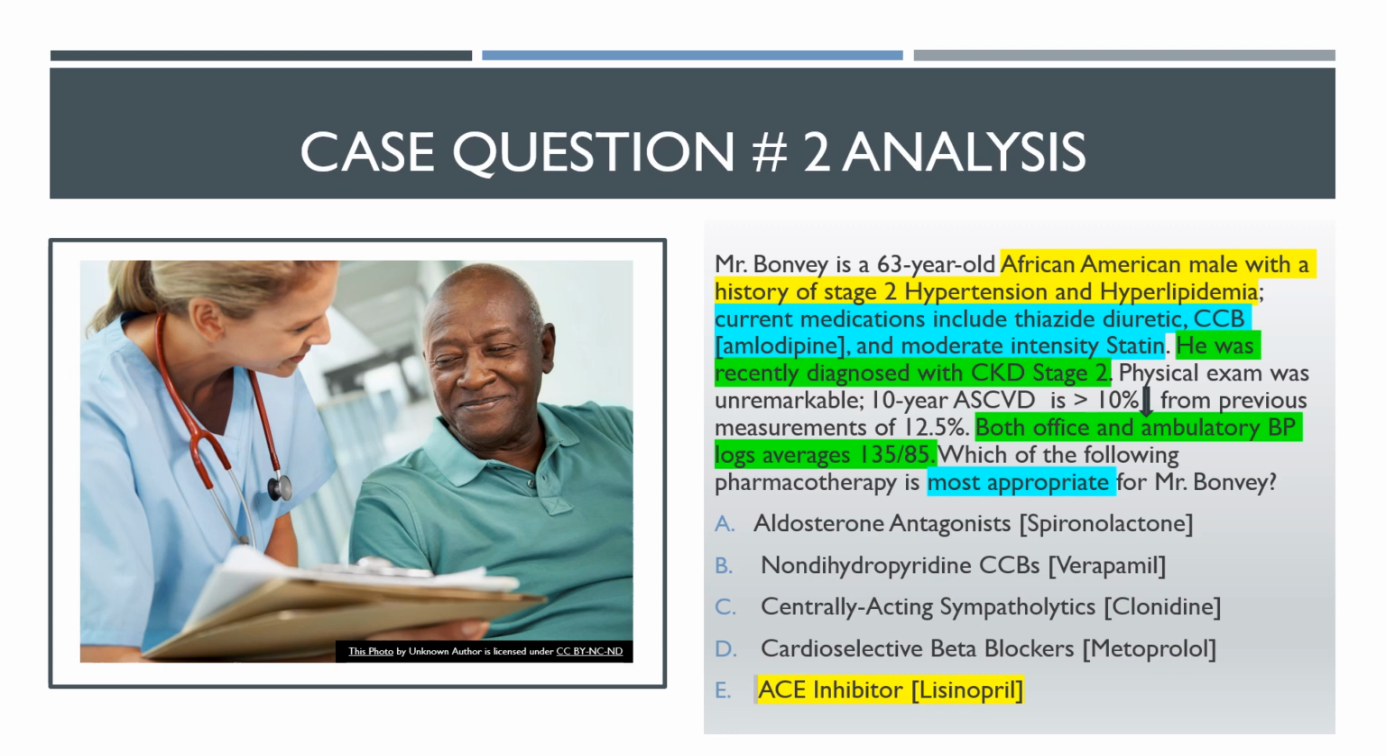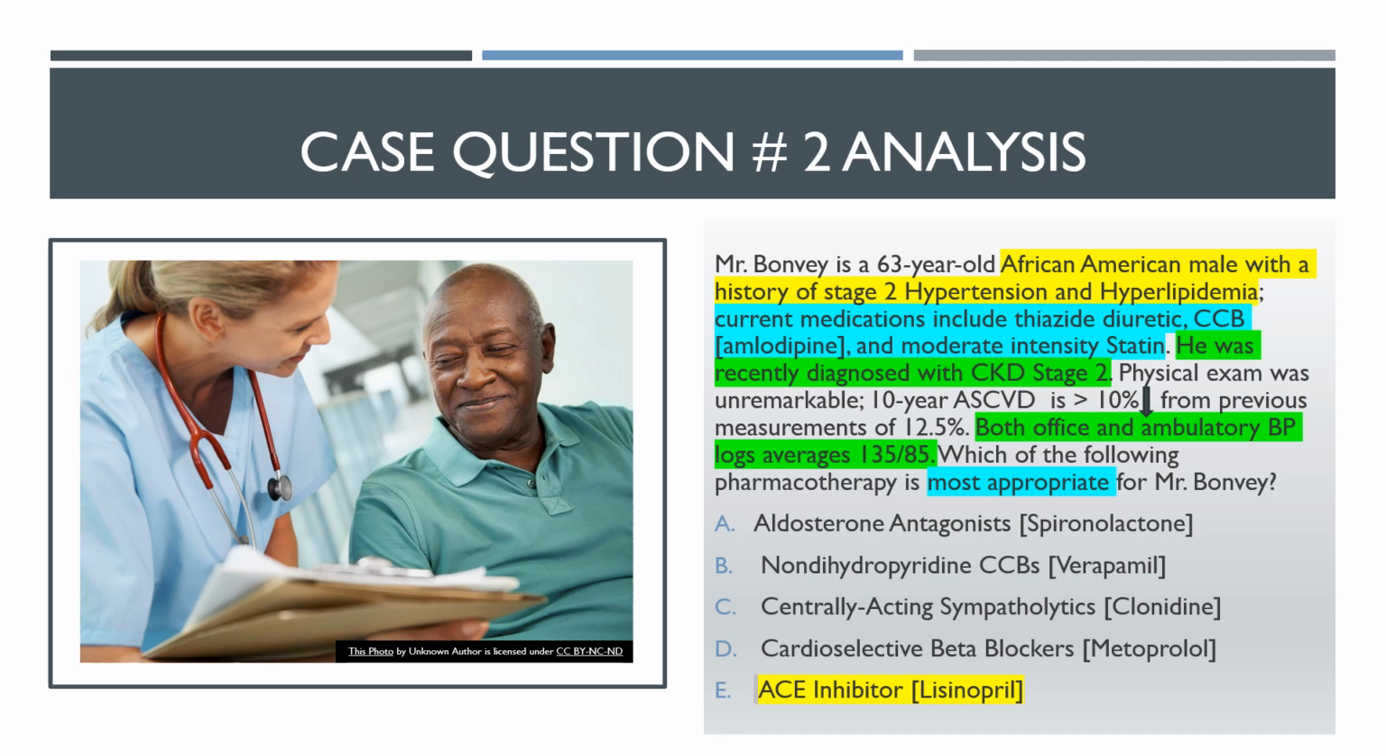Case question number 2, analysis. Let's deconstruct this question. There's a lot to unpack from this question. Like I mentioned previously, it is important for you to know the basic concepts for success in answering hypertension questions. First, I would note the patient demographic, past medical history, current medications, any compelling indications, ASCVD risk, BP measurement, and the stem of the question. One of the compelling indications from this question is CKD stage 2.